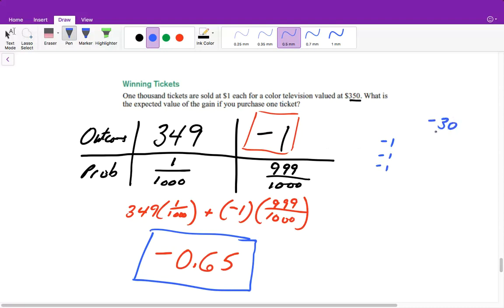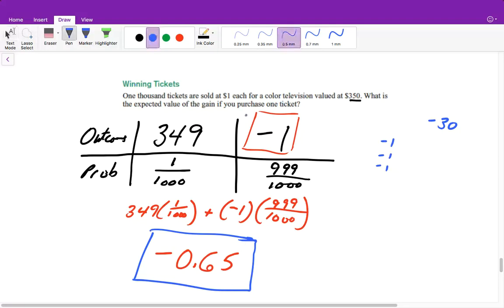And then we win. So we're up 349. But on average, it will average out to be a loss of 65 cents. So since this is negative, it would mean that you wouldn't expect to win. So you probably shouldn't be buying this ticket every single time because on average, you're going to be losing 65 cents. All right, on average, that's a key thing that you have to remember there.